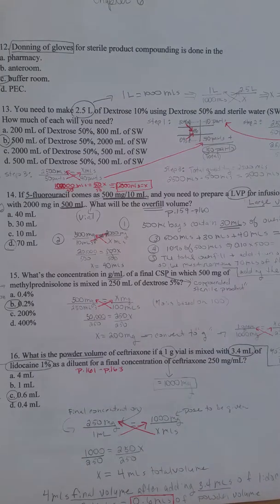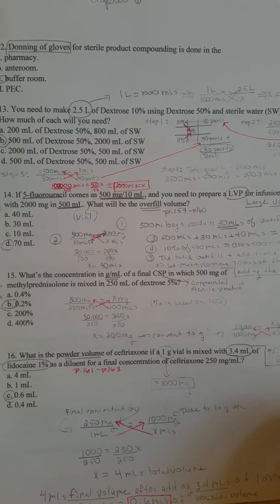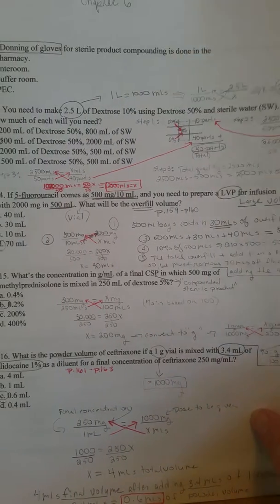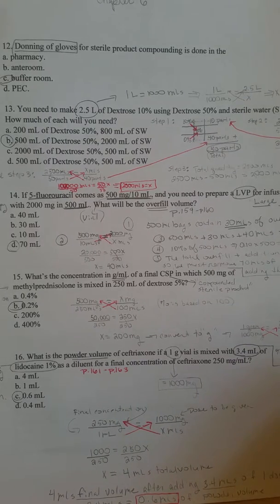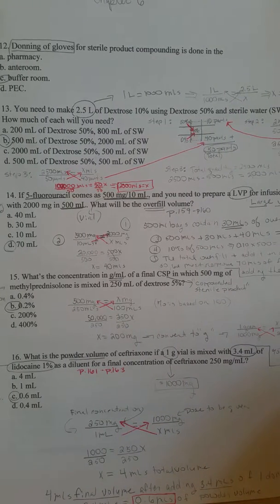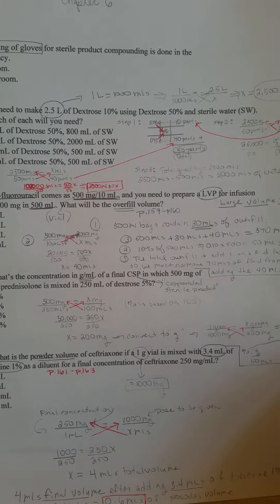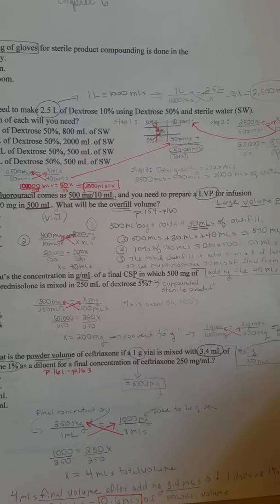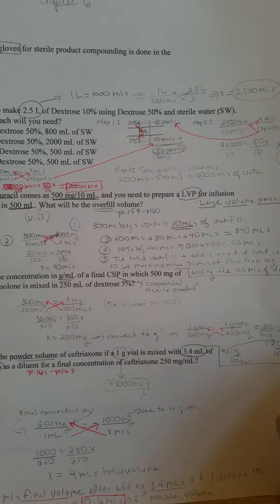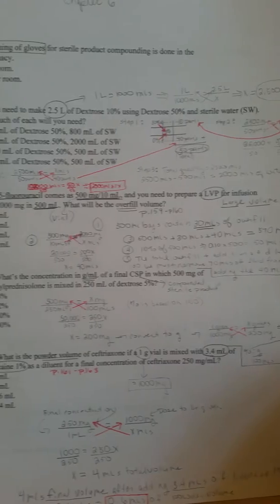So number 13, you need to make 2.5 liters of dextrose 10% using dextrose 50% and sterile water. Okay, so first we know that 1 liter equals 1,000 mLs. So we're going to figure out how many mLs is in 2.5 liters. So we're going to do a ratio and proportion. 1 liter over 1,000 mLs equals 2.5 liters over x. You're going to cross multiply, and so that's going to give us 2,500 mLs that we need to make.